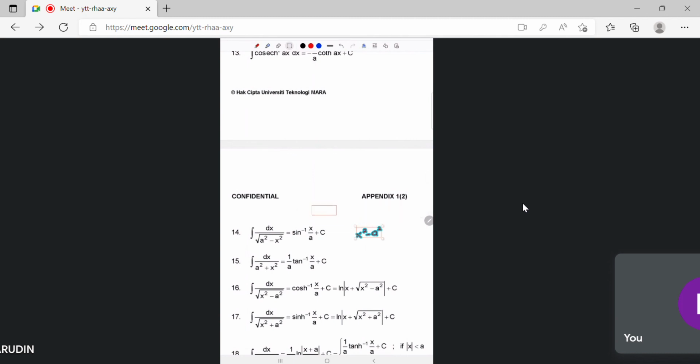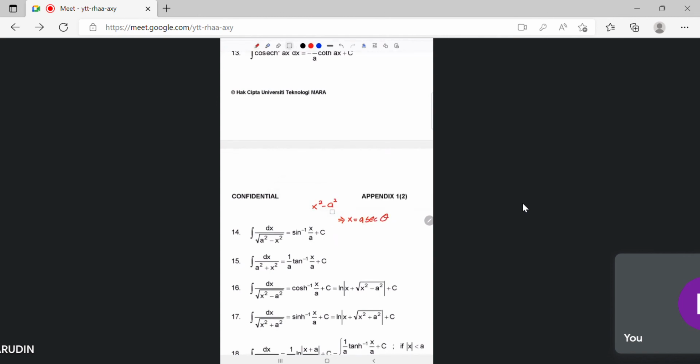Okay, kita nak cari yang ni. x squared minus a squared. x squared minus a squared. Ada tak dua ni? Tak ada kan? So, maksudnya substitution bukan sin, bukan tangent. But then, x equal to a secant theta. Okay.